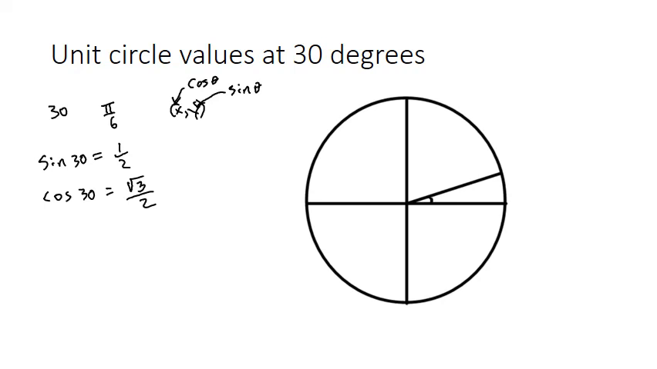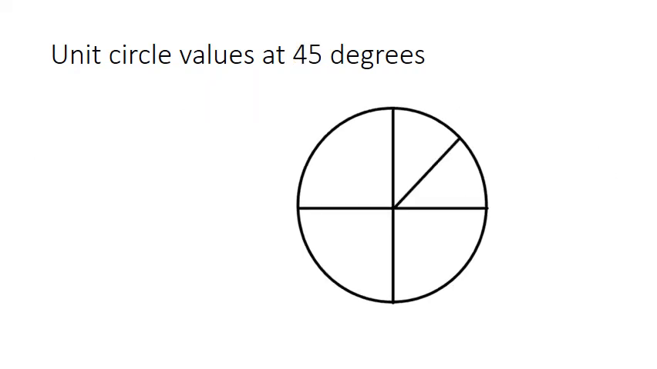So if this angle here represents 30 degrees, then the point here would have to have the cosine of 30 first. So the cosine of 30 is radical 3 over 2. And the sine of 30, that's going to go next, that's 1/2. So we can fill in the rest of the values. Of course, this happens at 30 degrees or pi over 6 radians.